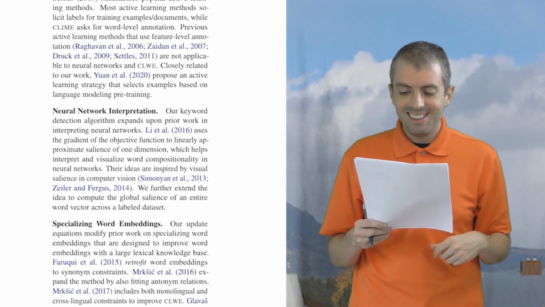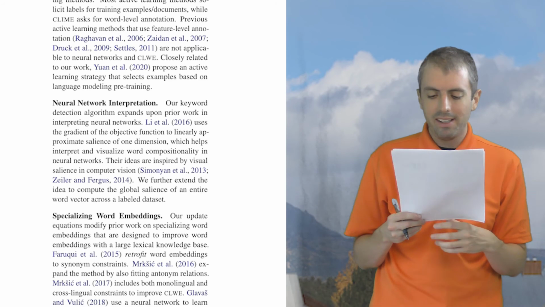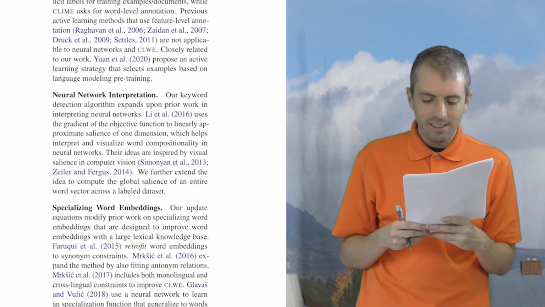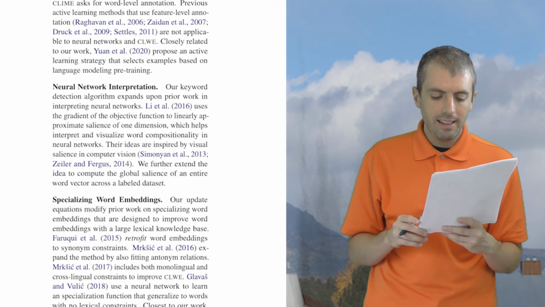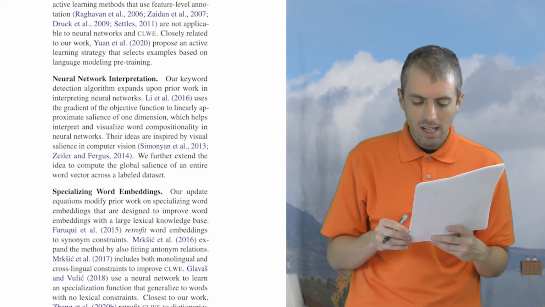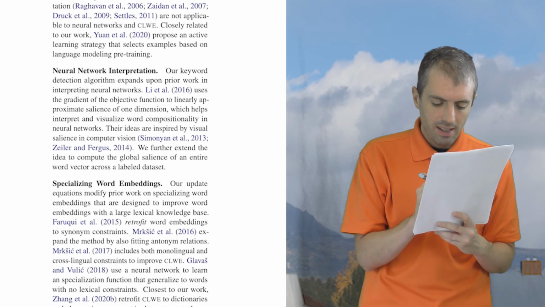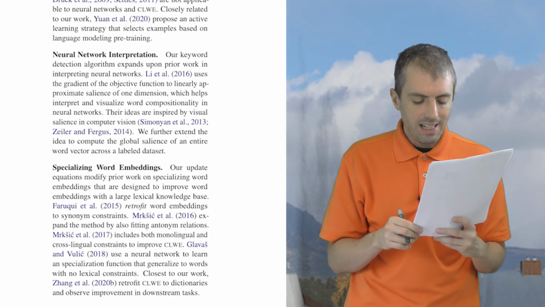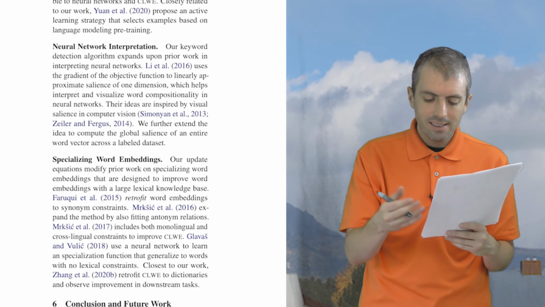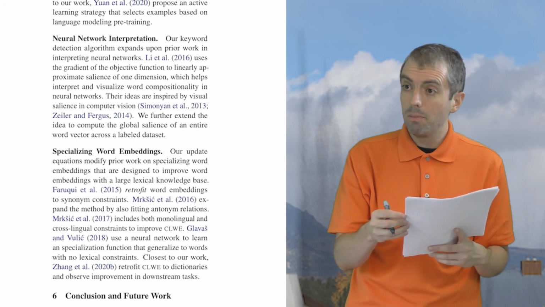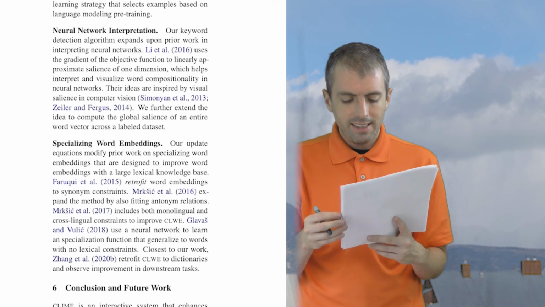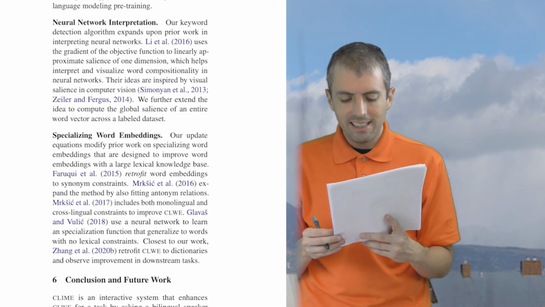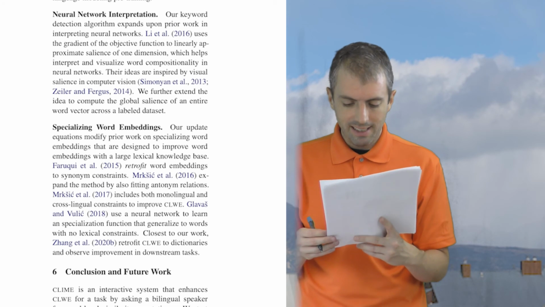Our keyword detection algorithm expands upon prior work in interpreting neural networks. Li et al. use the gradient of the objective function to linearly approximate salience of one dimension, which helps interpret and visualize word compositionality in neural networks. Their ideas are inspired by visual salience in computer vision. We further extend the idea to compute global salience of an entire word vector across a labeled dataset.